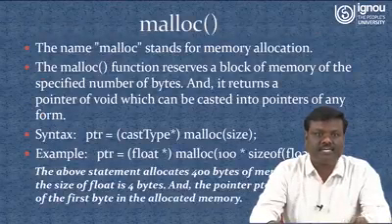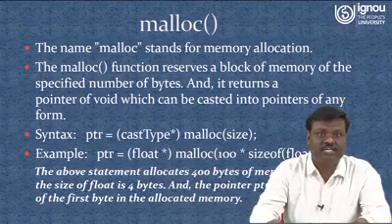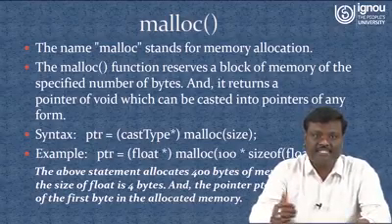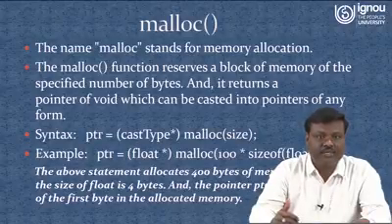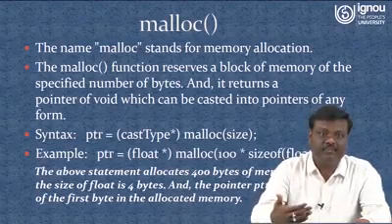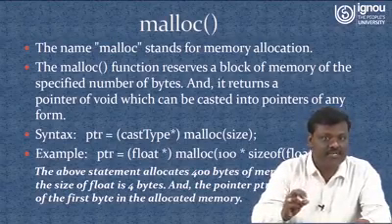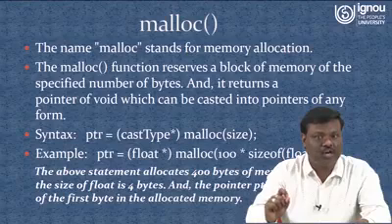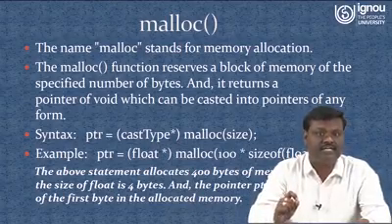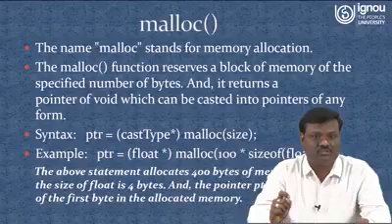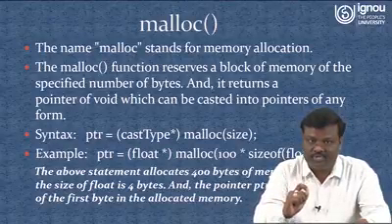So malloc is a kind of dynamic memory allocation, and this particular function reserves a block of memory, and the syntax is ptr is equal to cast type. Here it may be integer, float, character, double, whatever the case may be, the data type that you have to mention over here, followed by a star symbol, and the malloc function with the size. So suppose you want to reserve 100 float values, then you have to write 100 sizeof float. The syntax should be remembered.